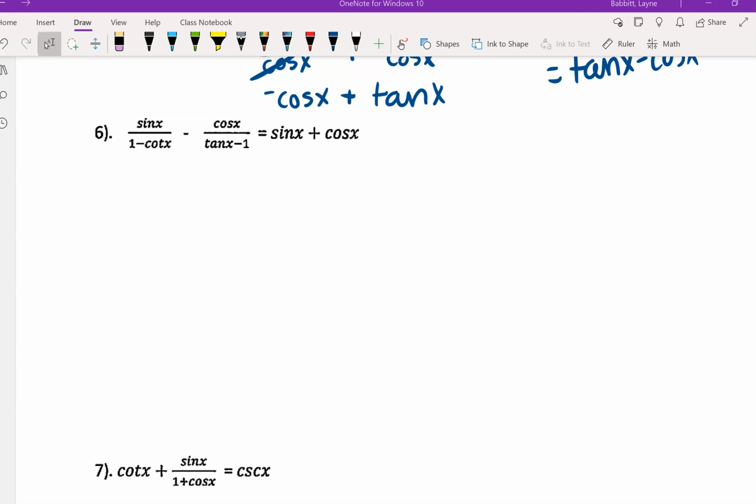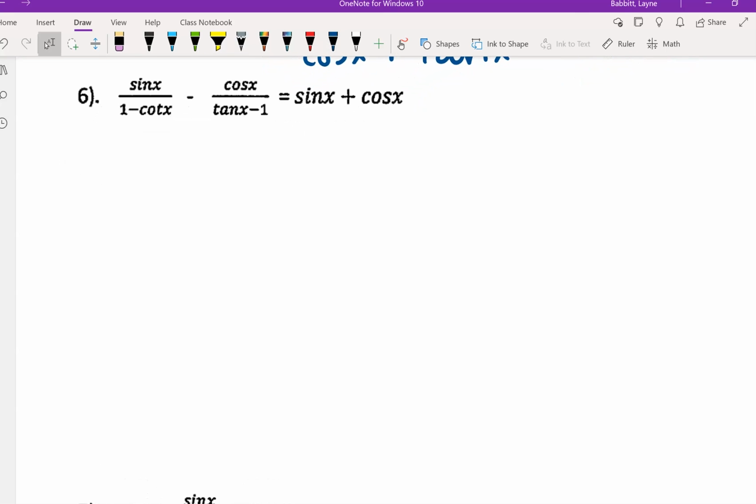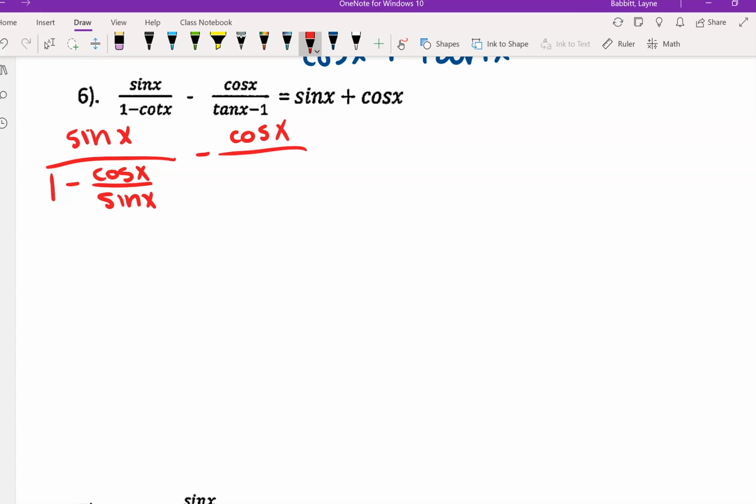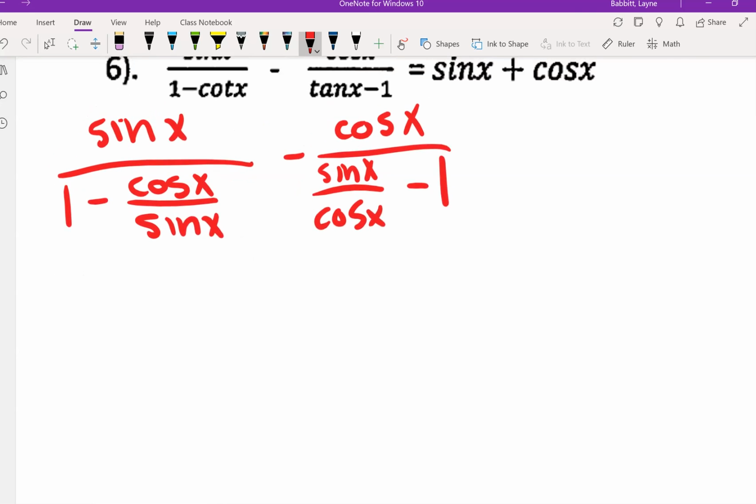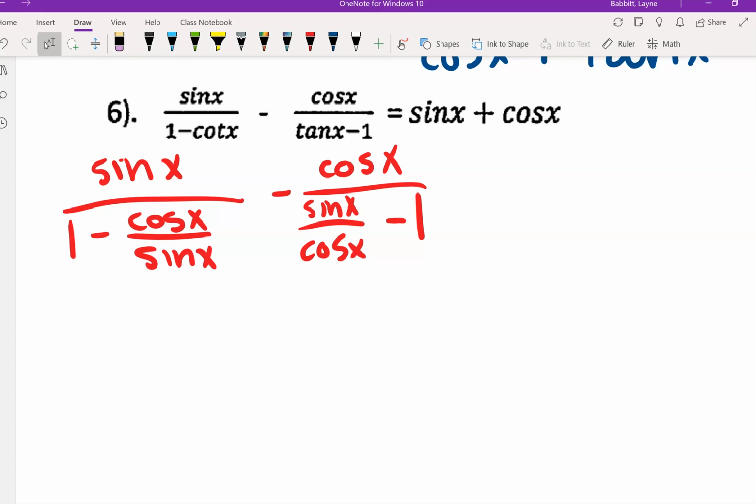And like what I do on most problems, I'm going to use the strategy of switching everything to sine and cosine to start. So this is going to be 1 minus cotangent is the same as cosine x over sine x minus cosine x over, remember tangent is the same as sine over cosine. And then I'm going to simplify this. It's a lot of simplifying, so the easiest way to start simplifying is by combining these first. So that's what I'm going to focus on.